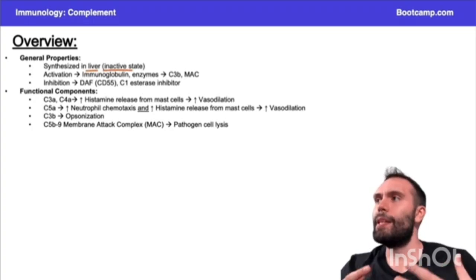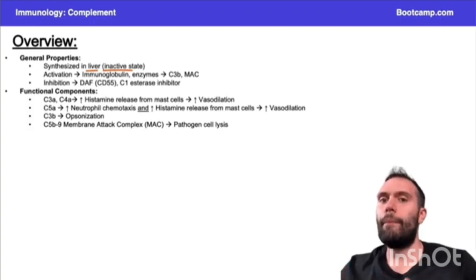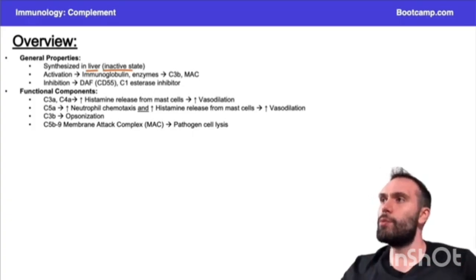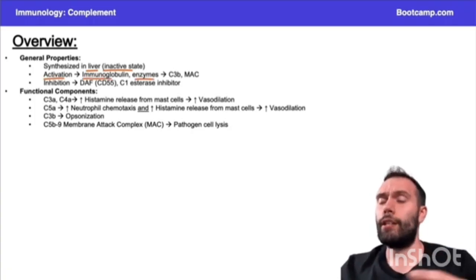So they might be in the serum, but that doesn't necessarily mean that they're going to be setting off complement cascades on pathogens. Usually there's something that is going to trigger activation of the complement system. Once we get activation of the complement system, which could be by immunoglobulins, enzymes, or certain carbohydrate moieties, which we'll discuss in the next video.